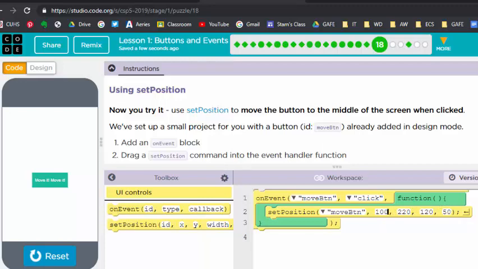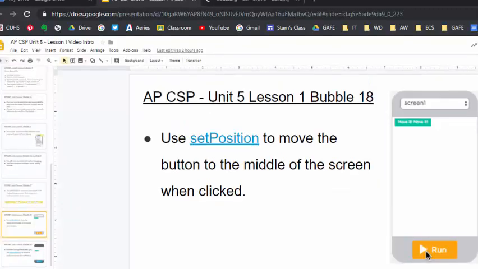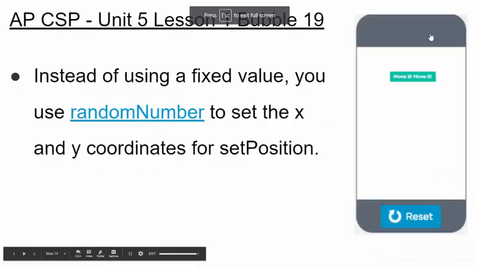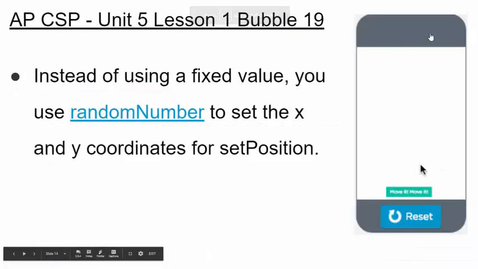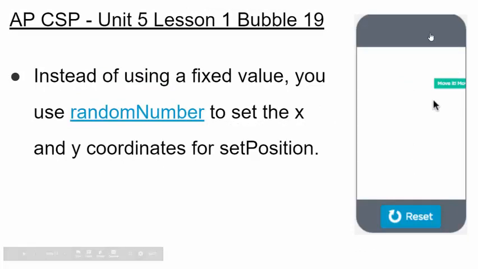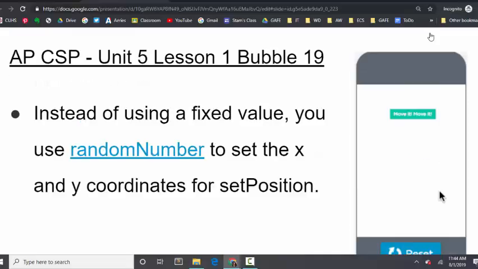Okay, so let's hit finish, and let's check out what we need to do in bubble 19. In 19, instead of using a fixed value, we're going to use a random number to set the X and Y coordinates for set position. So instead of an exact spot like the way I did it, we're going to do random, and you'll notice that it's going to be all over the place. So let's head back over there.